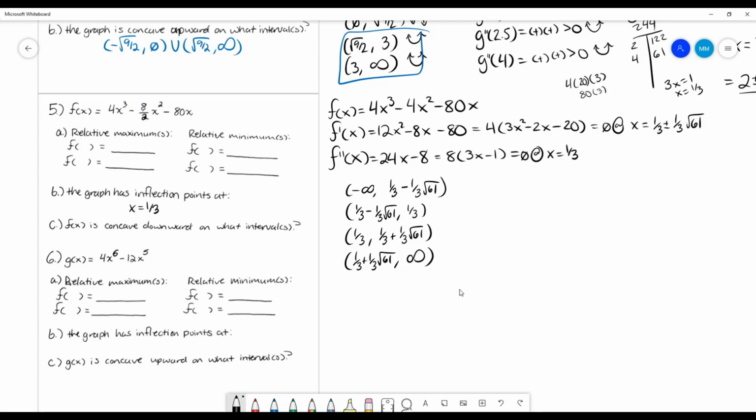Up to infinity. Okay. Let me do 1/3 minus that. So this is about negative 2.27, which means I can figure out concavity with a -3 and a +3.